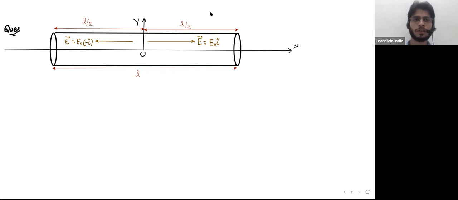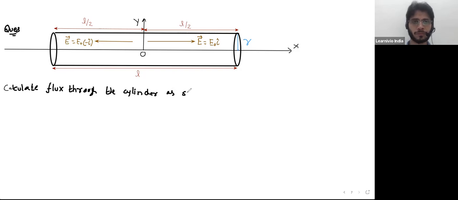The radius of the ends of the cylinder is R. So suppose we want to calculate the flux through the cylinder, as shown in the figure.